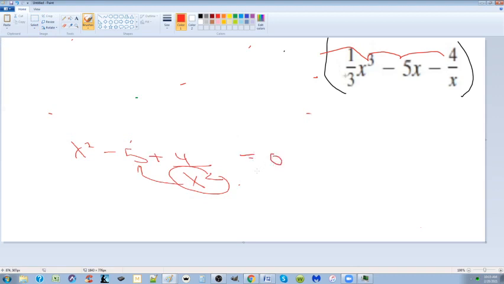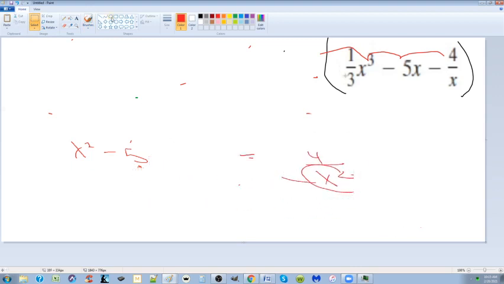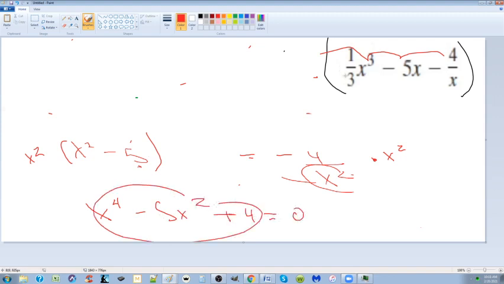Okay. Yeah, it ends up being the same thing. Because to get this alone, first you have to put this on this side. So it becomes minus. Then you have to multiply it by x squared to get x squared to the other side. And you get x to the 4 minus 5x squared plus 4. It ends up being equals 0. Yeah, it's the same thing.